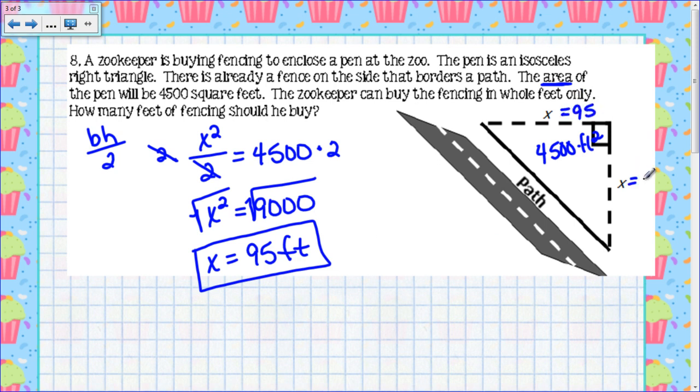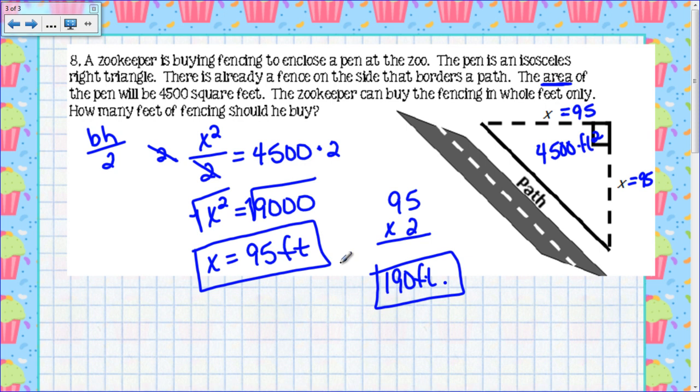In order to take care of both sides, I'm going to have to multiply that by 2. So to get how many feet of fencing he needs in total, we're going to do 95 times 2 because we've got to do that twice. And that gives us 190 feet of fencing. And this is what he needs. This is your final answer in order to tell the zookeeper how much fencing he's got to buy. If he only buys 95, he can only cover one side. Make sure that you cover both sides of that triangle that don't have a fence yet.